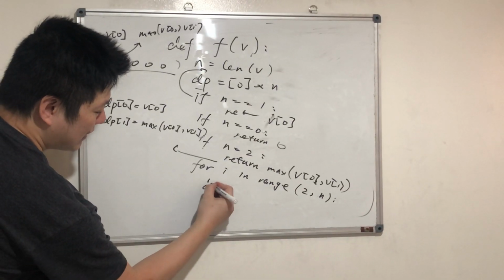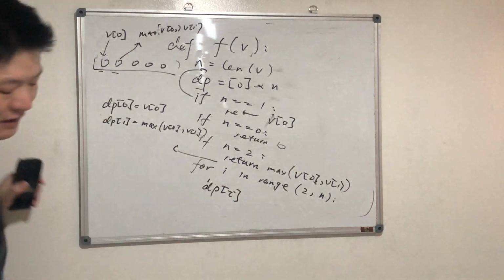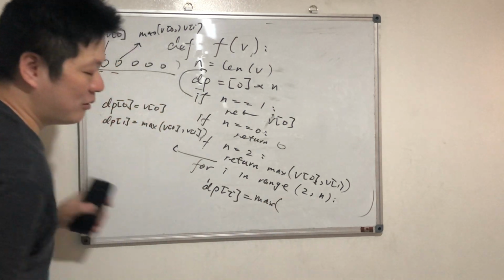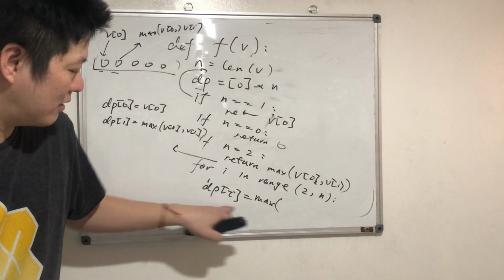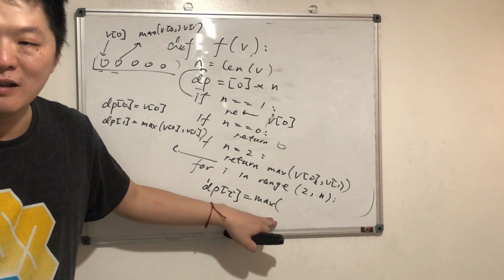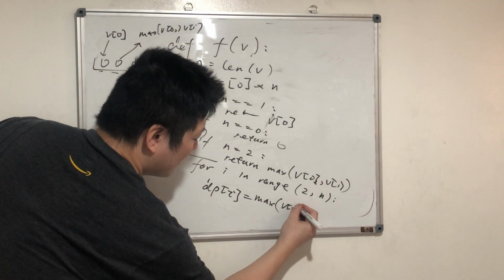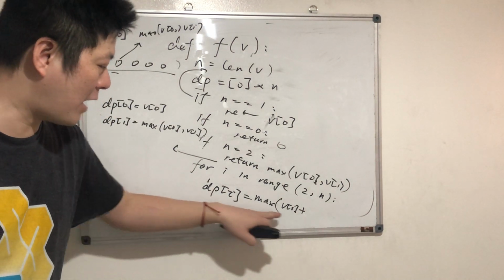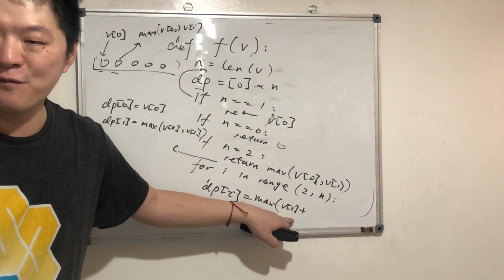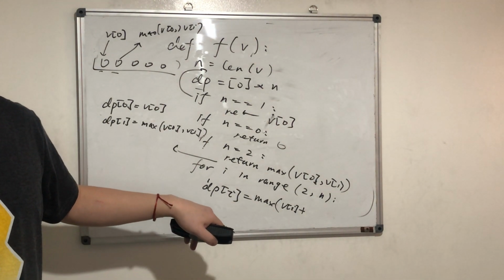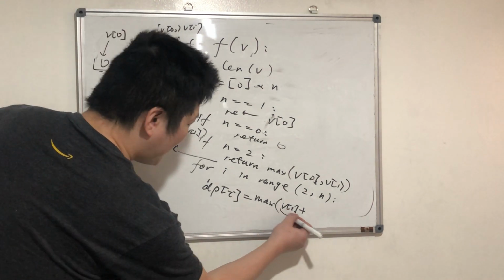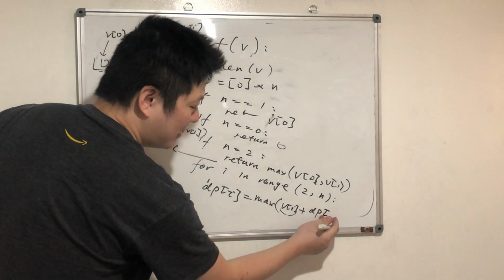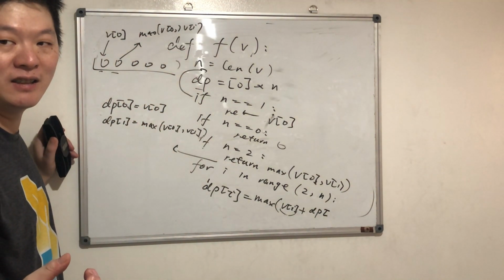Look, this is the magic. dpi equals max. Can you say it? It's almost finished. dpi equals max what? vi plus what? I pick this house, and what's the value I need to get? vi plus dp what? I pick the house, and then what's the smaller problem I need to add?